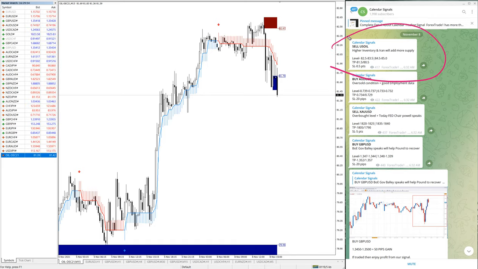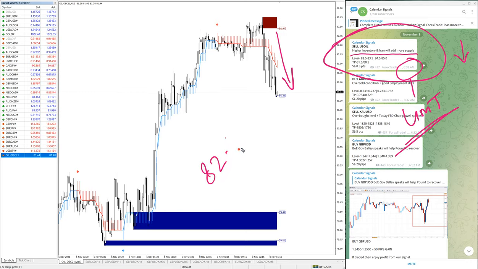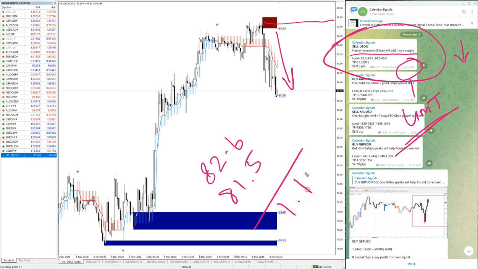So first we will see the performance of sell USOIL. Why have we given sell USOIL? We have mentioned here higher inventory and Iran will add more supply, so we predict that USOIL price will come down. Here you can see exactly from the given level, the US oil moved down, and this is the time we have given the signal, 6:32 a.m. GMT. US oil moved from 82.6 till 81.5, which is a 1.1 point gain on US oil. So 82.6 is the entry and 81.5 as of now, 1.1 point gain.